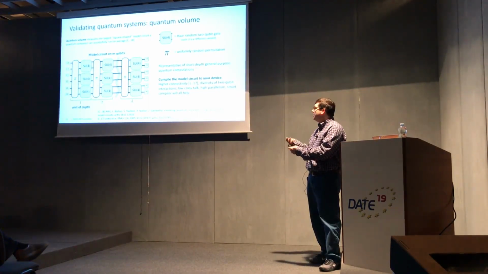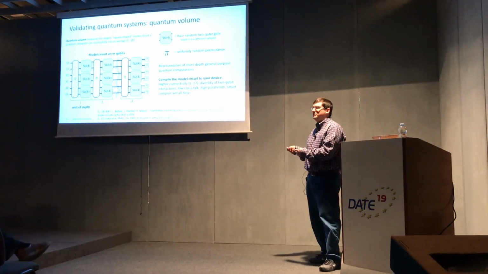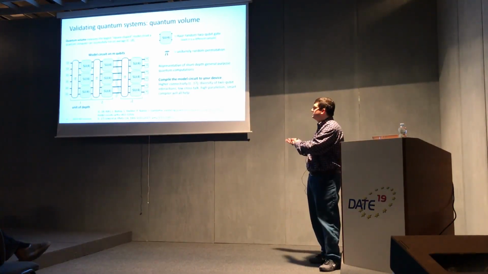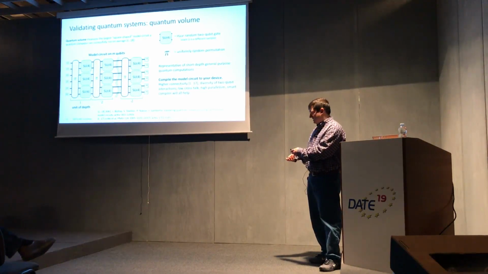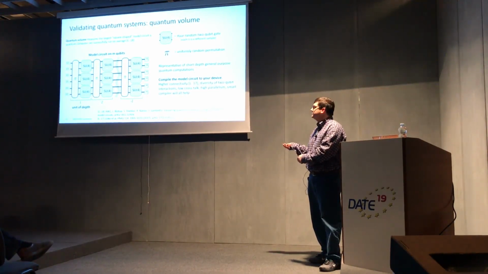Obviously low crosstalk, high parallelism, and being clever in the way that you map this will all help. So you play that game, you take this, you map it to the device, and you want to evaluate how well you can run. Do you succeed or not in this task? Well, what is the task?